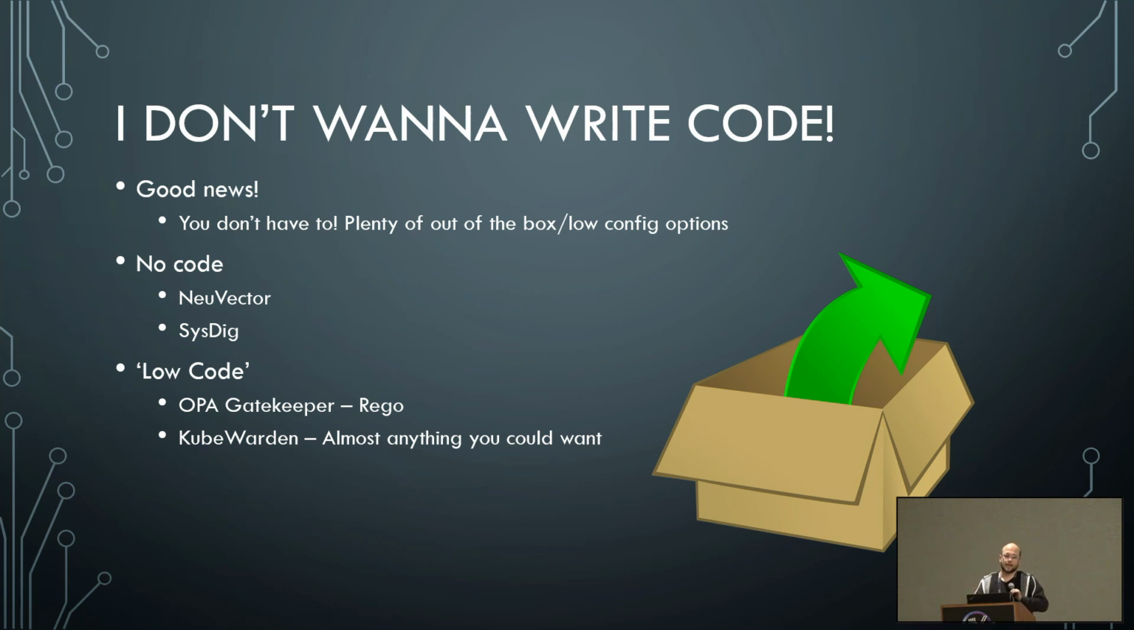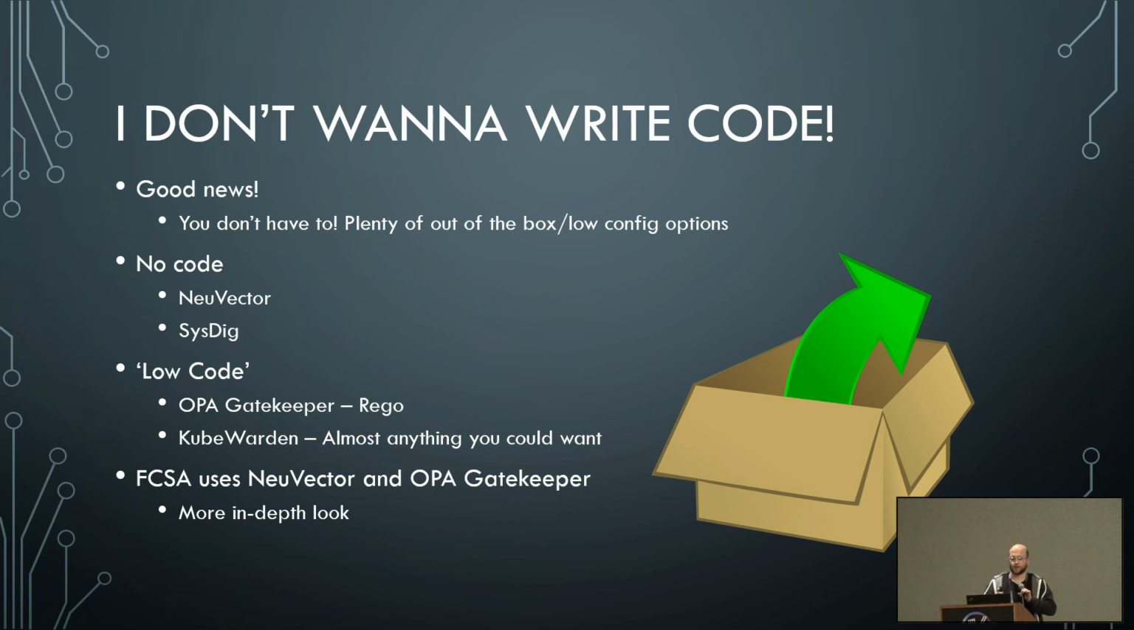So some no-code examples are NeuVector. There's also Sysdig. And some low-code options are OPA Gatekeeper. They use the language called Rego. And there's also Kubewarden by SUSE, and it uses pretty much any language you want, as long as it compiles down into WebAssembly. Where I work at Farm Services America, we use NeuVector and OPA Gatekeeper, so I'm the most familiar with those two. So let's do a little in-depth look at those two.